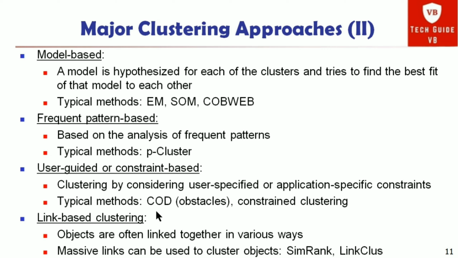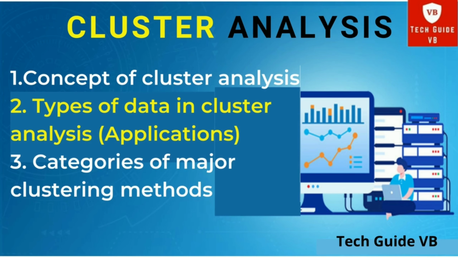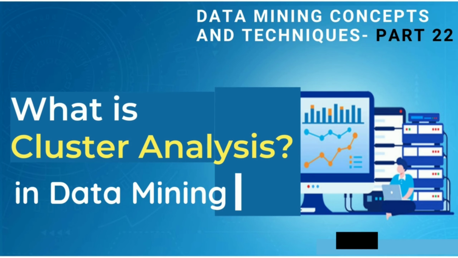The last approach in the major clustering approaches is link-based clustering. Objects are often linked together in various ways, and these massive links can be used to cluster objects. The methods used in this type of clustering are SimRank and LinkClus. So these are some of the major clustering approaches. This is all about clustering, cluster analysis, the types of clustering, the major approaches, and the applications of clustering we have seen.